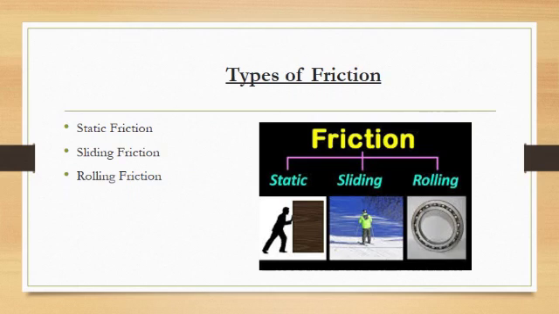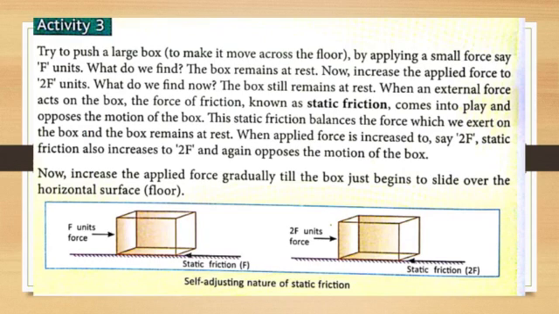Now the next topic is types of friction. There are three main types of friction: static friction, sliding friction, and rolling friction. Now students, you know that the force of friction is the force exerted by a surface when an object moves across it or makes an effort to move across it. So there are two types of friction here: one is static friction and the other is sliding friction. First of all, we will study static friction.